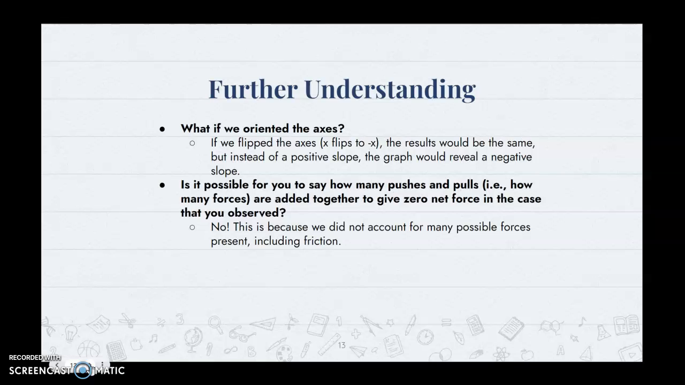Now we move on to further understanding. If we oriented the axes the other way, the result would be the same, but instead of a positive slope, the graph would reveal a negative slope. We would still observe that the computational model is better able to simulate an environment with zero net force. We also cannot determine how many pushes and pulls are added together in this experiment to result in zero net force because in real life, many forces are present in the tennis ball's surroundings, and we failed to account for those during the experiment.